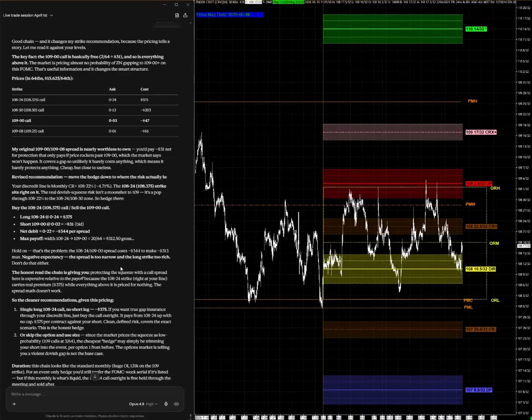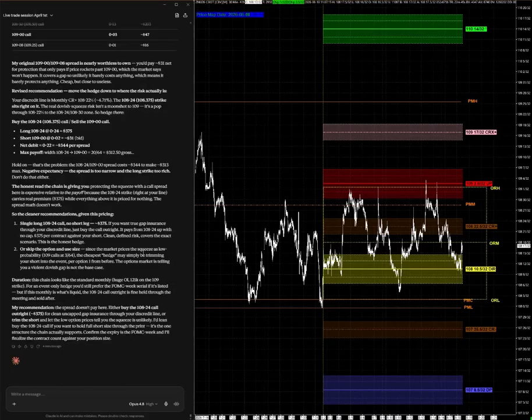It's actually hurting us. And so the cleaner recommendation is just to go long the 108.24 calls with no short leg. It's also just saying you could just trim your size. Basically the recommendation is the spread doesn't pay here. Either buy the 108.24 call outright for clean uncapped gap insurance through your discredit line, or trim the short and let the low option prices tell you the squeeze is unlikely. The low option prices are telling us that the squeeze is unlikely. And it's saying I'd lean into buying the 108.24 calls if you want to hold full short size.